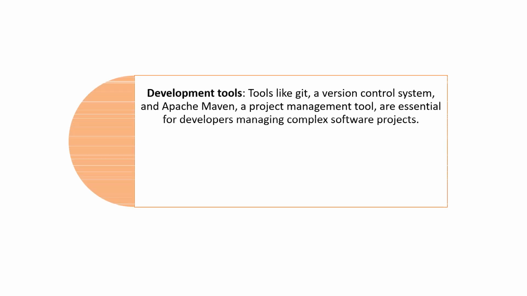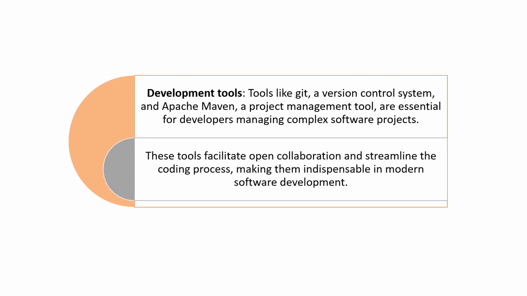The next type of open source software is development tools, that is, tools like Git, a version control system, and Apache Maven, a project management tool, that are essential for developers managing complex software projects. These tools facilitate open collaboration and streamline the coding process, making them indispensable in modern software development. And this is one type of open source software.